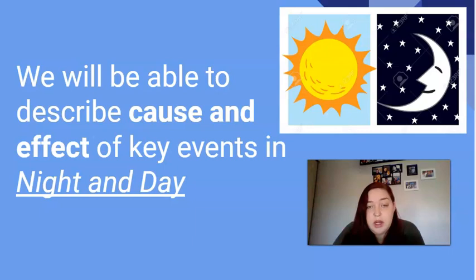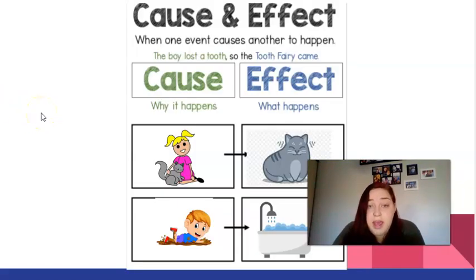And today we are going to be going back to our book, Night and Day, that we've been using all week. And we're going to go back and identify cause and effect of some events that happen in our story. Remember, cause and effect is the relationship of why something happens and what does end up happening. So we think of cause as why something would happen, and effect is what ends up happening.